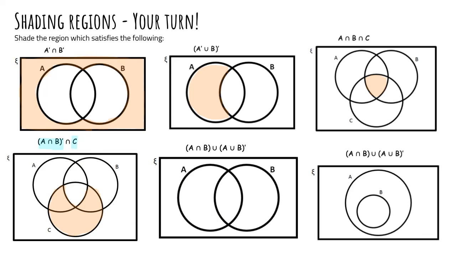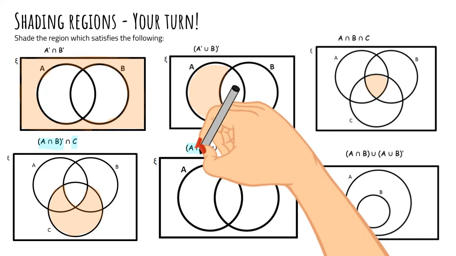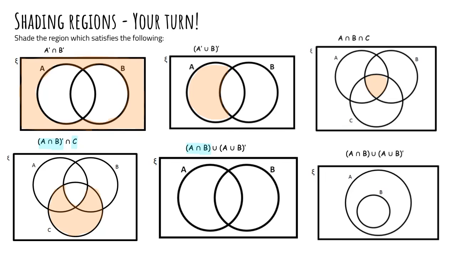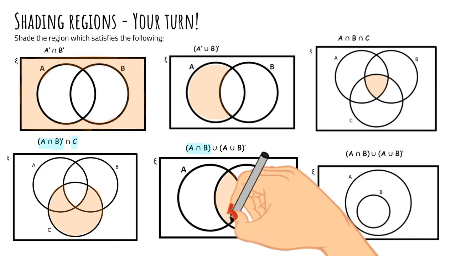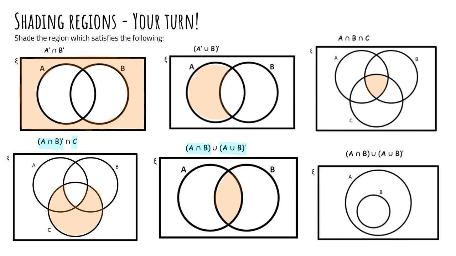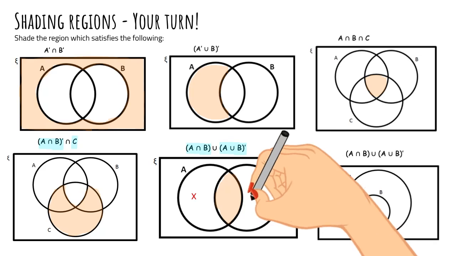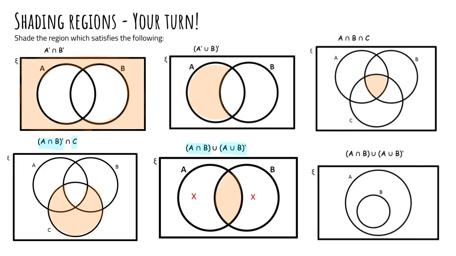We get into the trickier ones now, but it's not too tricky if you take it side by side. So first, let's find the intersection of A and B. Well, that's the middle section here. And now I want to find what isn't the union of A and B. So I can put a cross here and I can put a cross here. I'm not going to put a cross in the middle because that's already shaded. And now I'm going to shade everything that doesn't have a cross in.